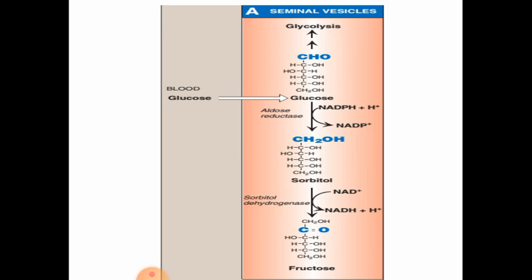So, fructose needs to be synthesized in the seminal vesicles. It is with the help of enzymes like aldose reductase and sorbitol dehydrogenase. Glucose from the blood enters the seminal vesicles and is converted into sorbitol, and sorbitol to fructose. Fructose is the main energy source for the spermatozoa for their movement.